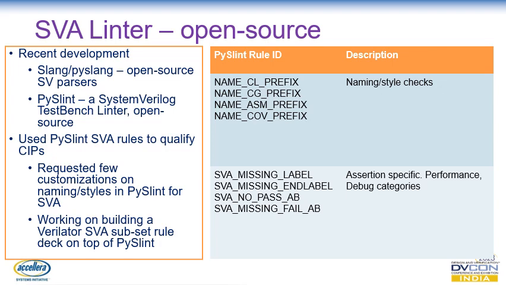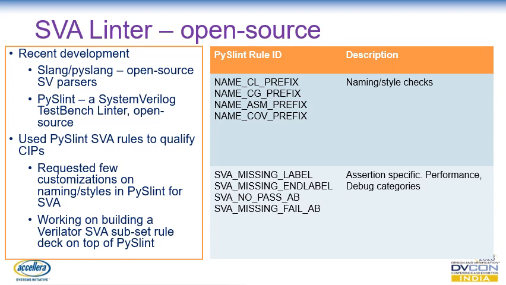And since it's open source, you can take a look at it. If something isn't there, you go and add it, or if there's something you don't like, go and tweak it the way you want it, right? So what did we do in this particular context? We used the PySlang SVA rules to qualify the CIPs. And on the right hand side, you see the various rules that we found interesting. It's not a superset of everything you could do, but just some examples.